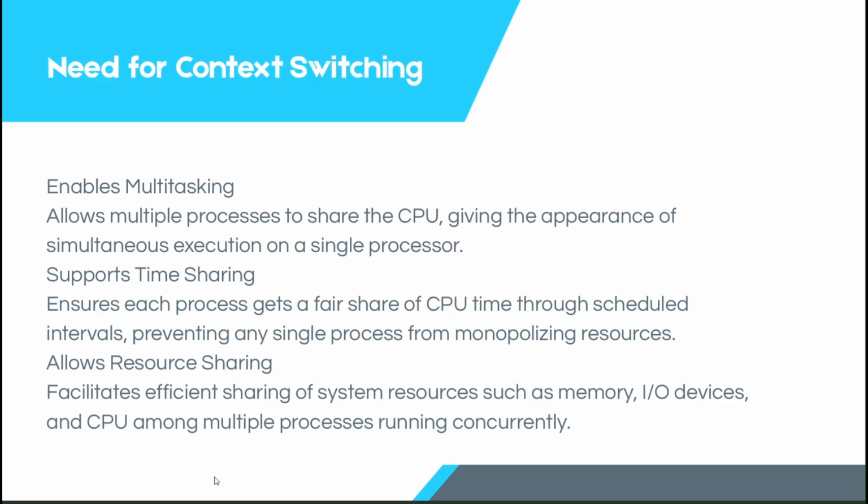Need for context switching. Now let's understand why context switching is needed. At first glance, it may seem unnecessary. It repeatedly stops one process and starts another. However, without context switching, modern computers would not be able to perform multitasking. The biggest reason for context switching is multitasking.